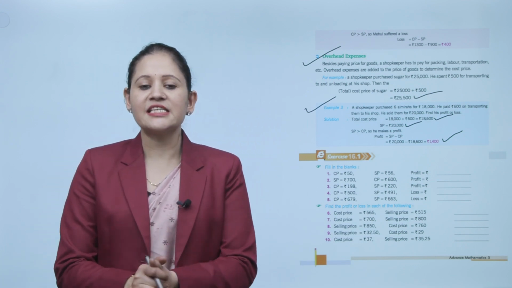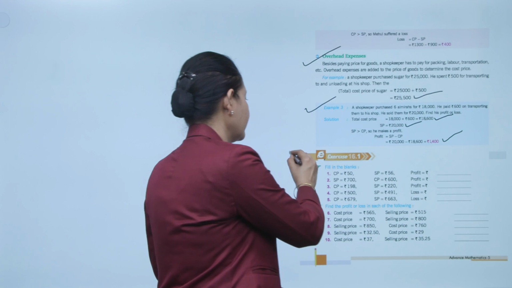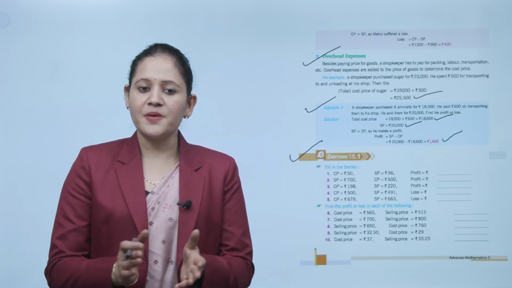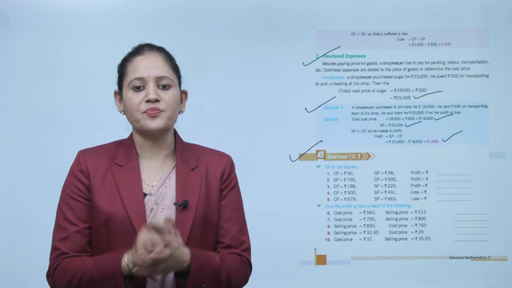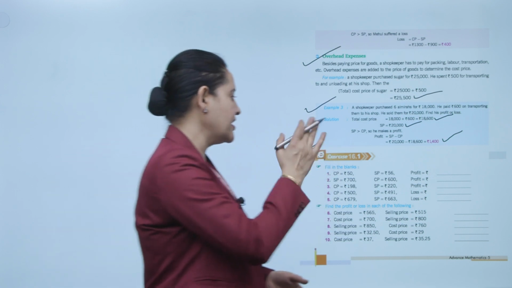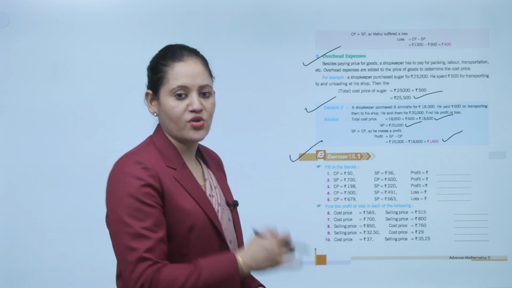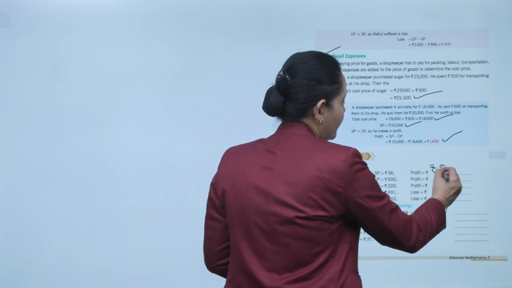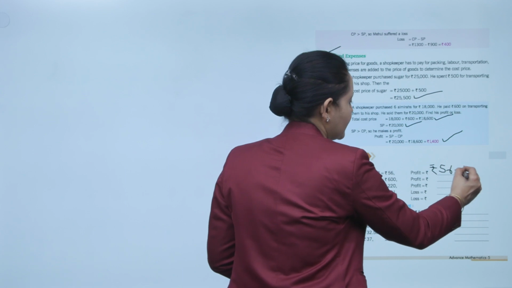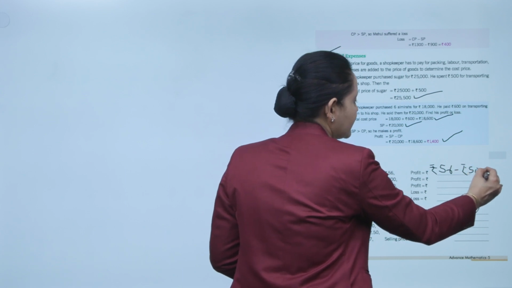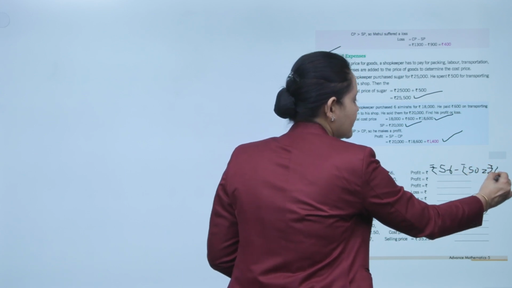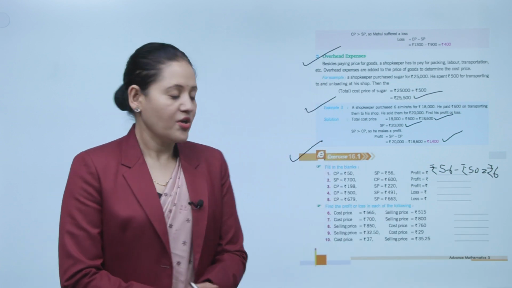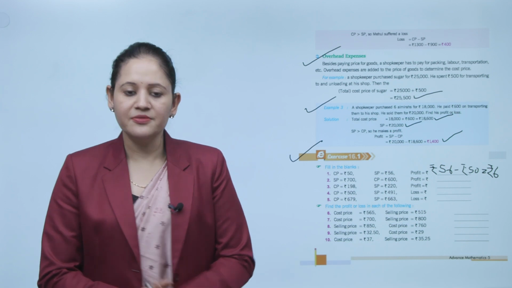Clear? Next is exercise 16.1. Fill in the blanks. Cost price rupees 50, selling price rupees 56. So profit, that is equals to selling price minus cost price. Rupees 56 minus rupees 50, that is equals to rupees 6. So profit is rupees 6. Practice all the questions here.